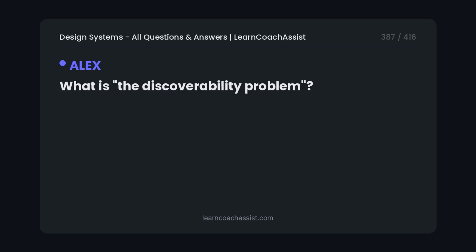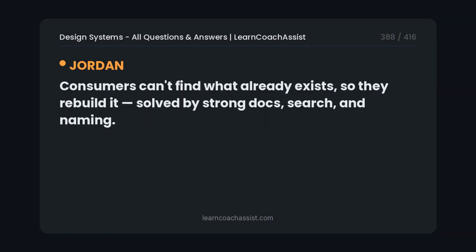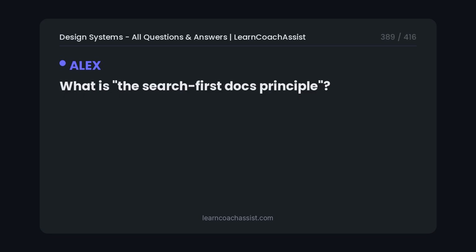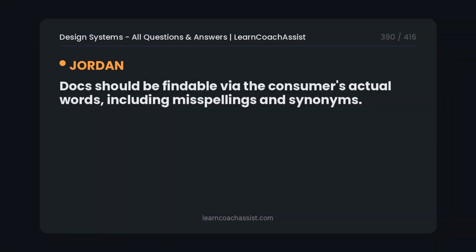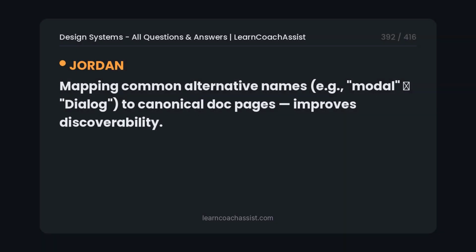What is the discoverability problem? Consumers can't find what already exists, so they rebuild it, solved by strong docs, search, and naming. What is the search first docs principle? Docs should be findable via the consumer's actual words, including misspellings and synonyms. What is redirect from aliases? Mapping common alternative names, e.g., modal dialog, to canonical doc pages, improves discoverability.